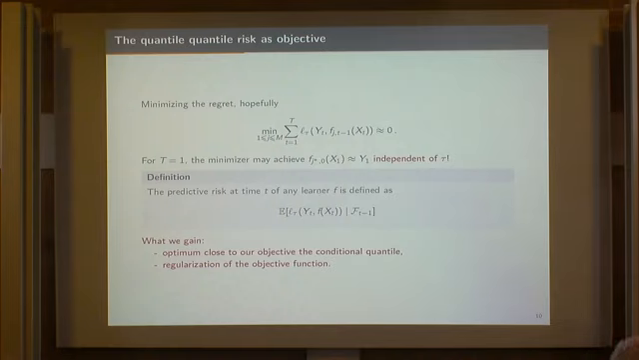Okay, so it's time to define our objective rigorously. So our objective will be the predictive risk. So that's the conditional expectation of the quantile loss, or of any loss. And what we gain from using this setting, the stochastic setting, but completely general, and this objective is that the optimum is actually what we are aiming to predict, and also the objective function may be much more regular than the loss, than the quantile loss itself.